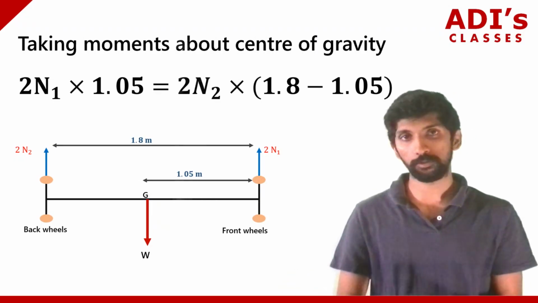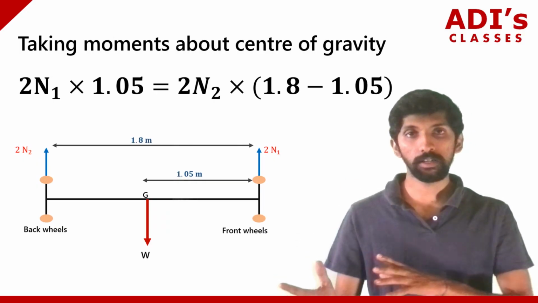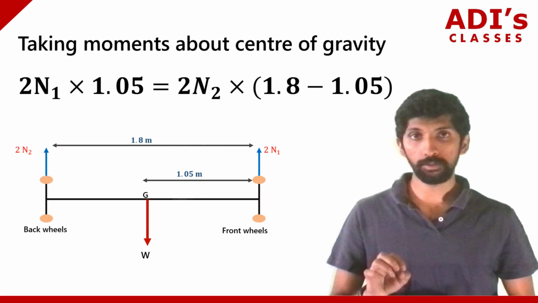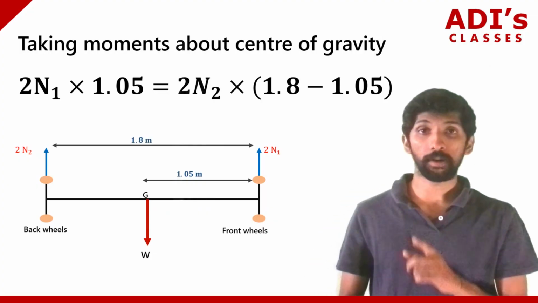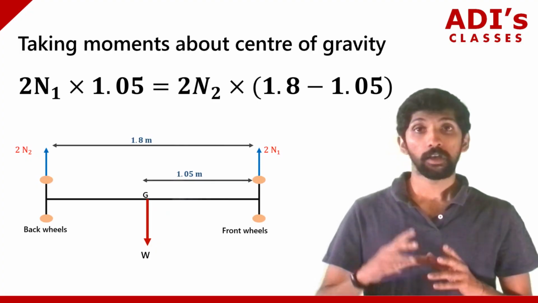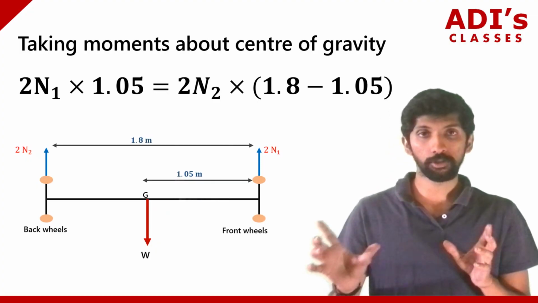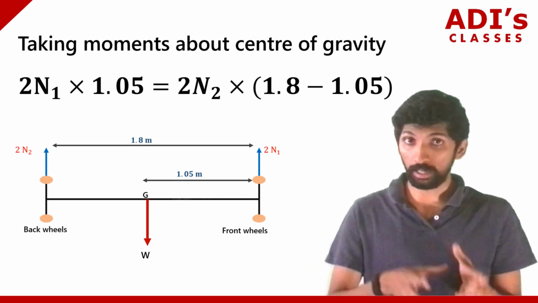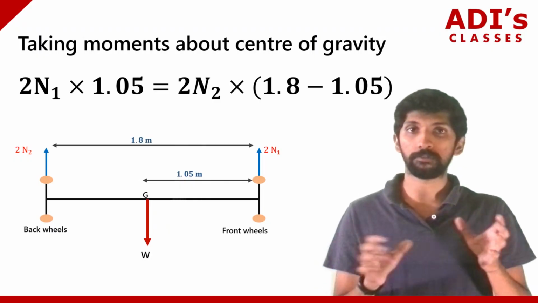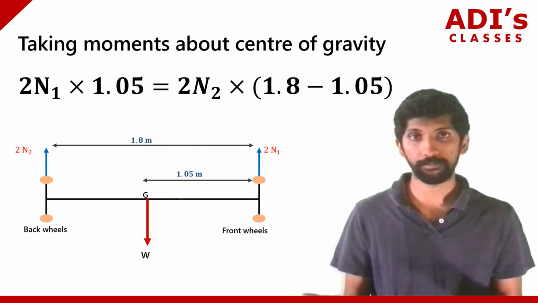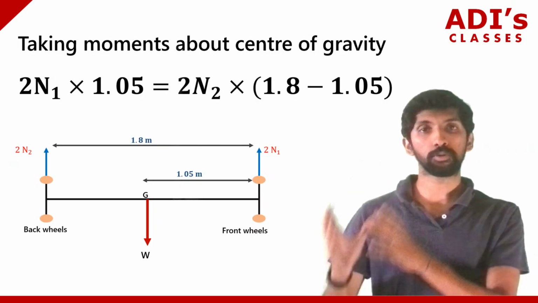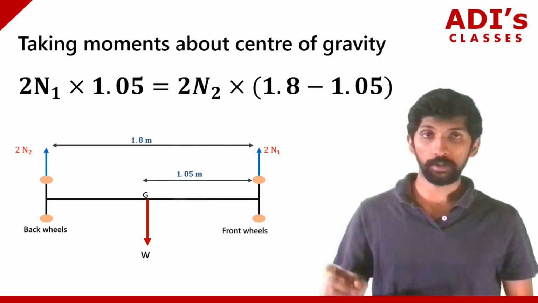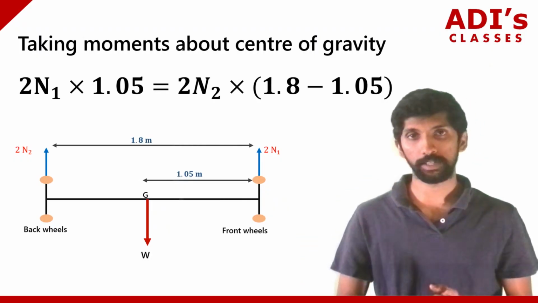This is basically the moment of a force, right? So we have 2N1 into 1.05 is equal to 2N2 into 1.8 minus 1.05. Why should these two be equal? Because if those two are not equal, then the car will topple, or the car will rotate. But since it's in equilibrium, the moment of force on the front wheel and the back wheel should be the same, right? This is the reason we have 2N1 into 1.05 equal to 2N2 into 1.8 minus 1.05.